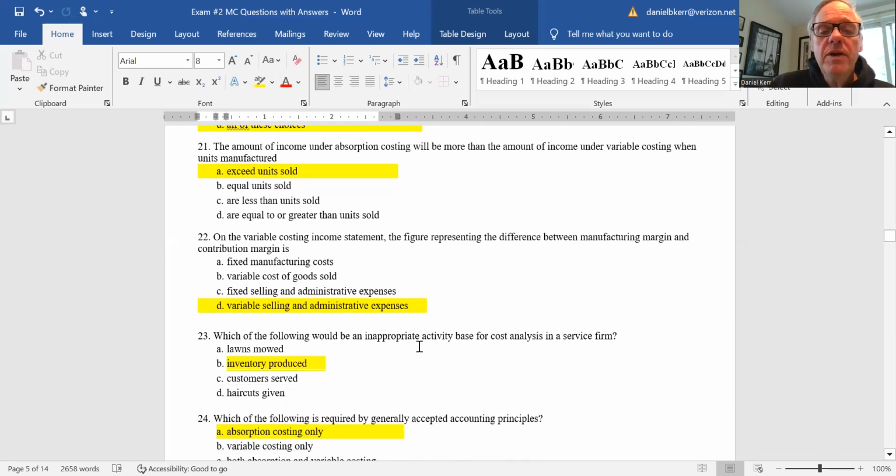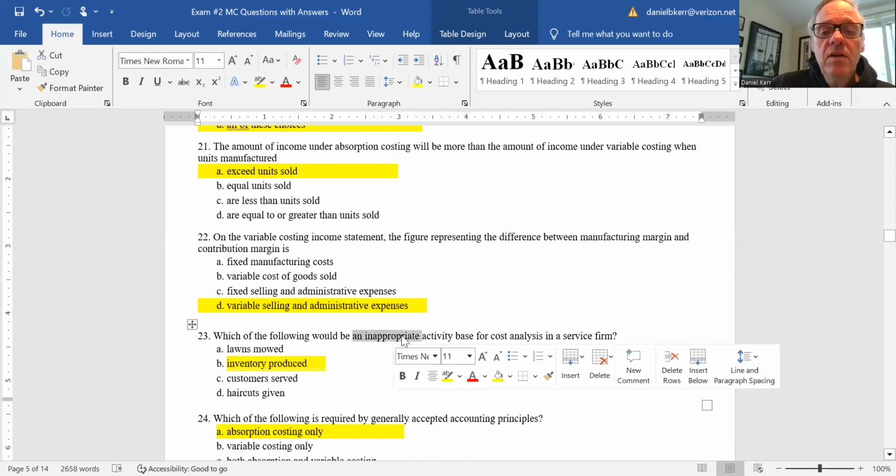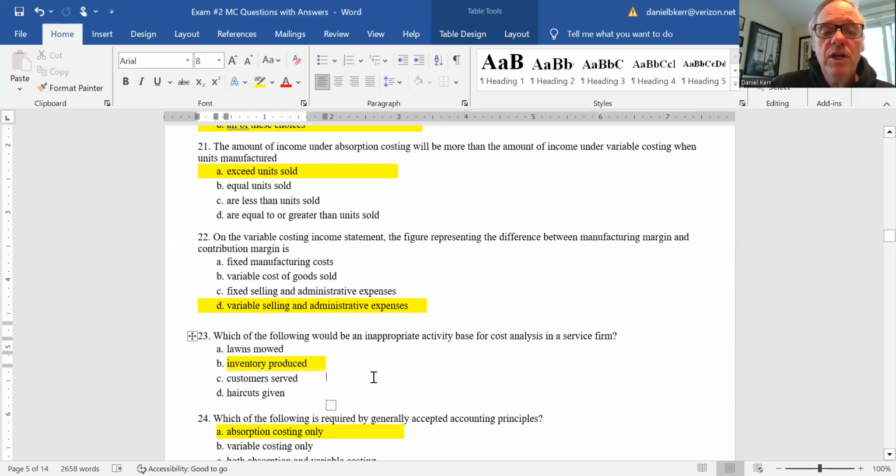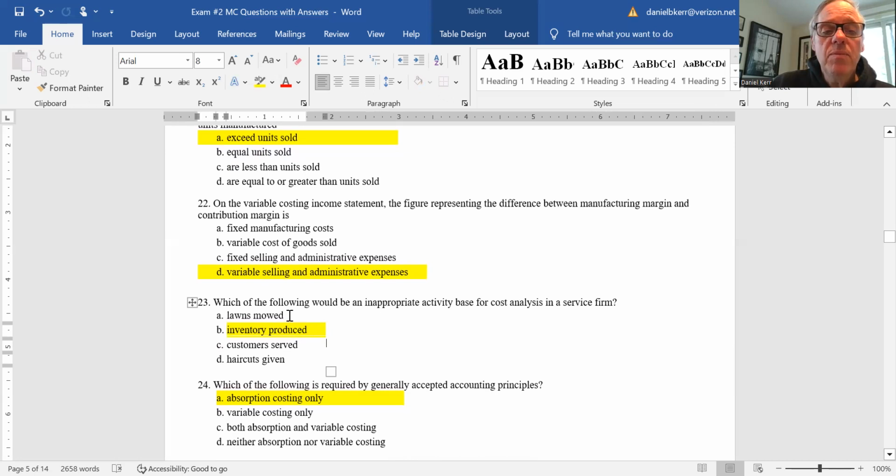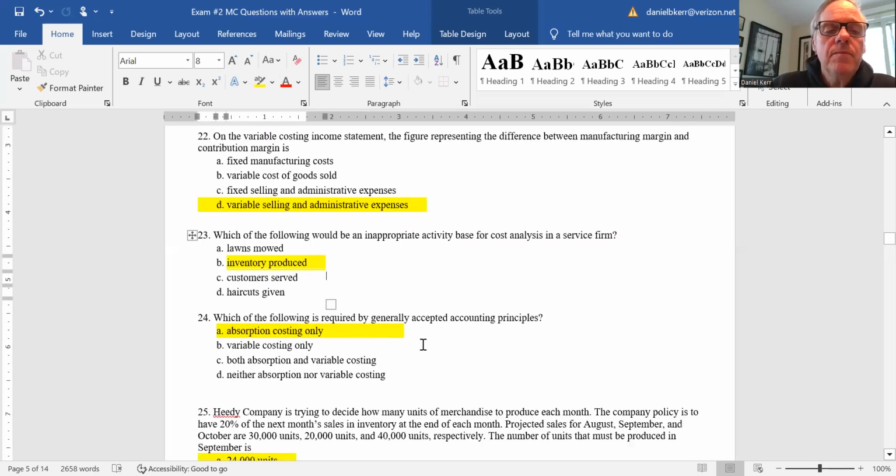23, which of the following would be inappropriate as an activity base for a cost analysis in a service firm? Remember, a service firm has no inventory. So you could be mowing lawns, providing some customer service, providing haircuts. The one that would be an inappropriate activity base for a service firm would be inventory.